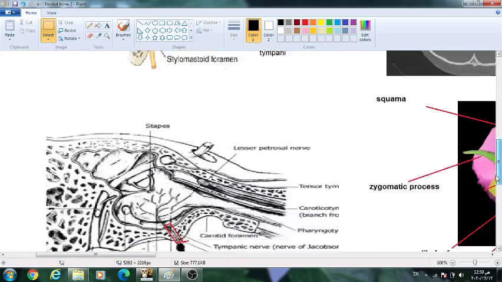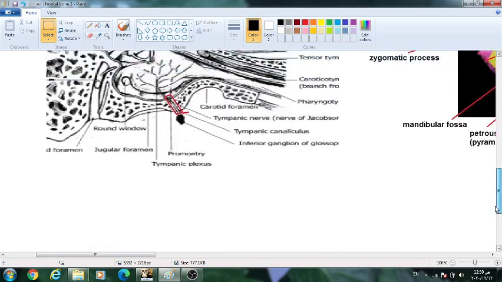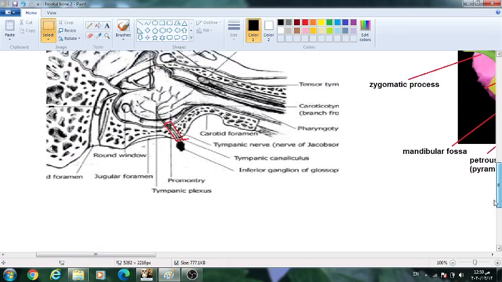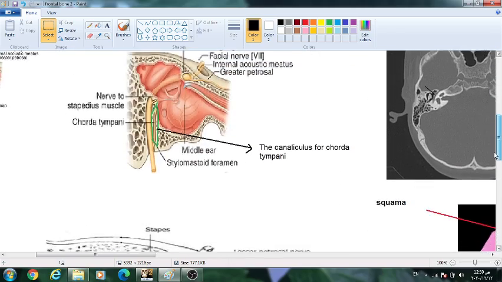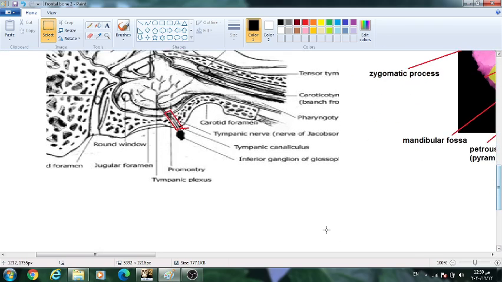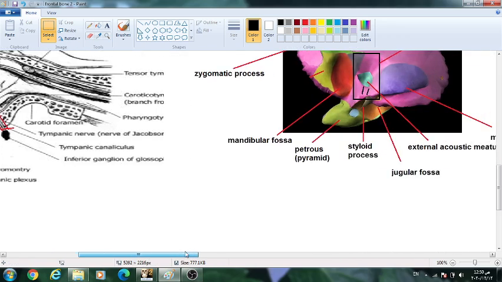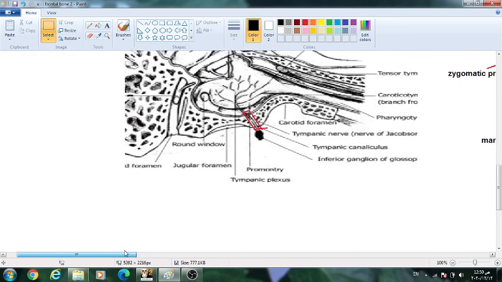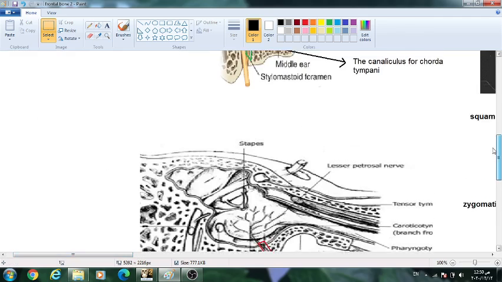These are the three main canals we have. Then one more canaliculus. We have the tympanic canaliculus for the passage of the tympanic nerve. Then we have talked about the canals.